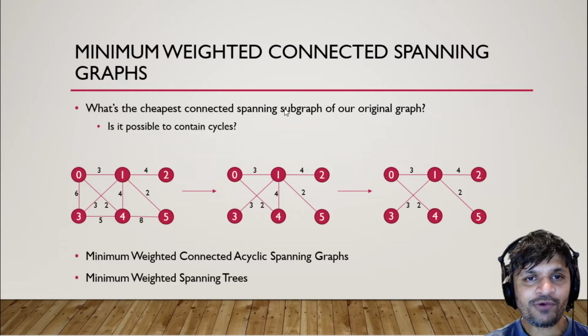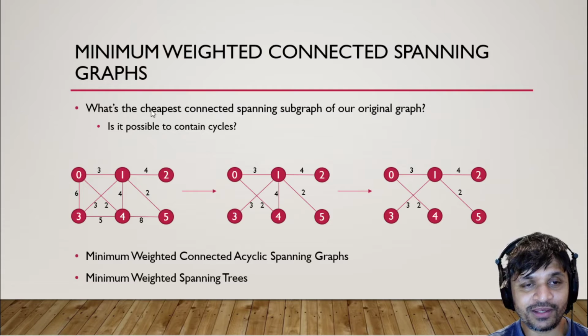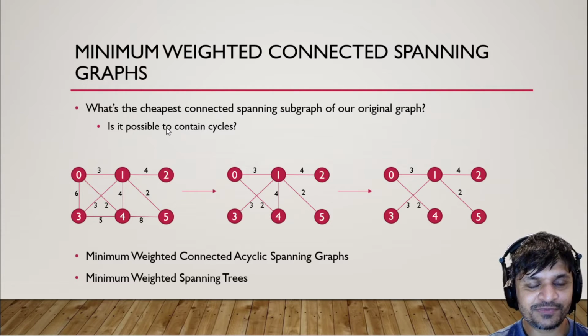Now, if we have a spanning subgraph of the original and we want the cheapest one, now here's the important thing, cheapest. Is it possible that that cheapest one contains cycles? Okay, let's look at an example. Let's say this was our original graph. If this is the cheapest connected spanning subgraph of our original graph, we can see it contains a cycle 0, 1, 4, right?